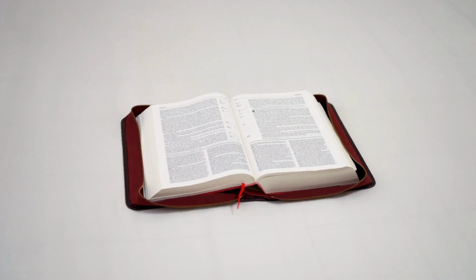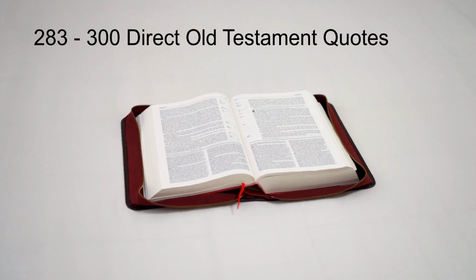There are about 283 to 300 direct quotations in the New Testament from the Old Testament, and the Septuagint is the source text for over 90% of those Old Testament quotes. We are going to look at some examples of Septuagint quotes found in the New Testament, which are not found in the KJV Masoretic Hebrew text.